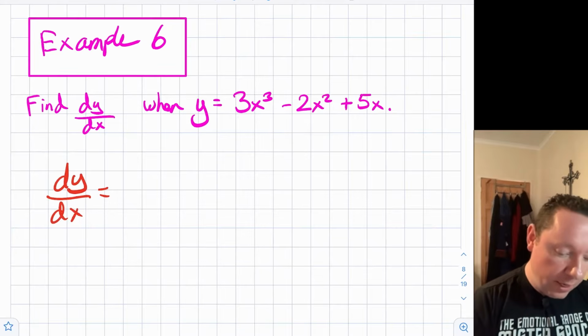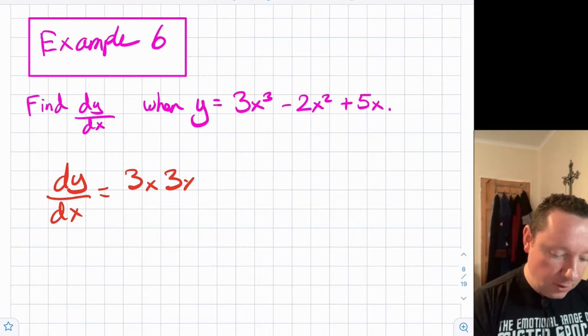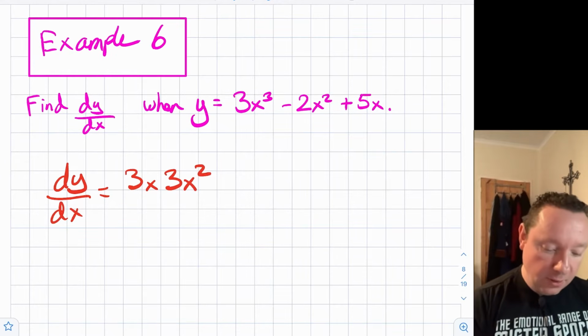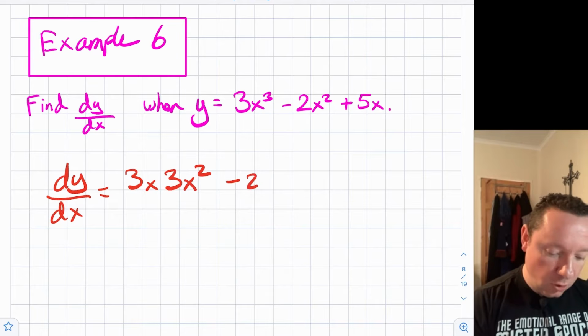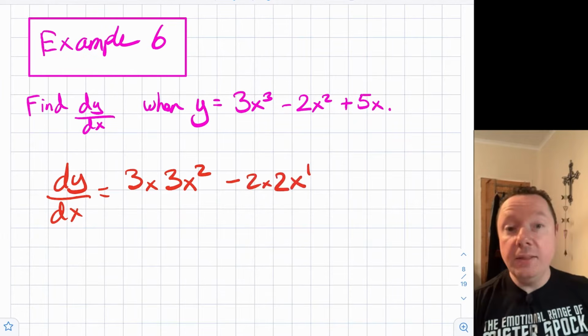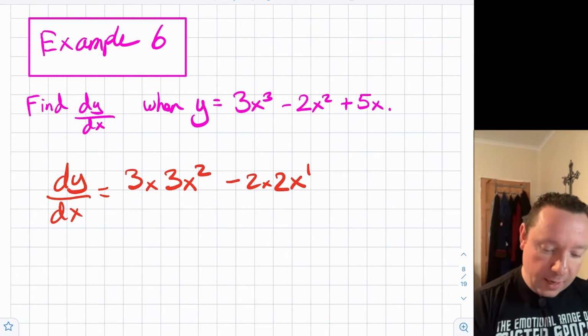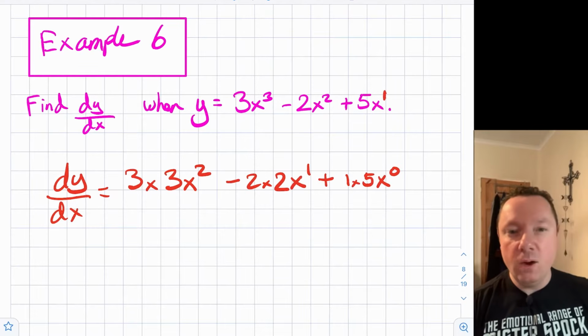So dealing with the first term, I get 3 times 3x squared because I take away 1. The second term, take 2 down to the front, so minus 2 times 2x to the power of 1. And the last term, well, it says 5x, there's no power, so I can add a little power 1, and that becomes plus 1 times 5x to the power of, and I'll write 0, but you never will.